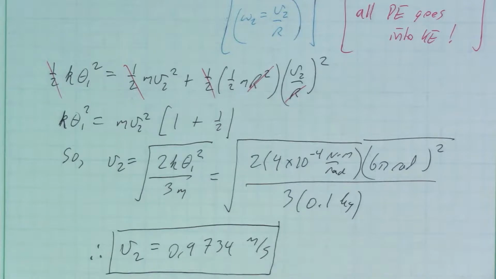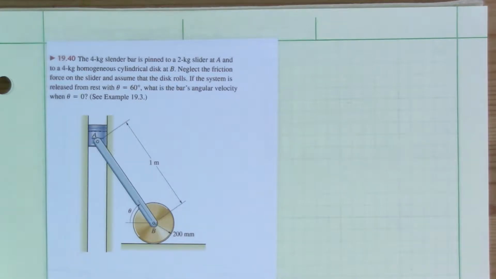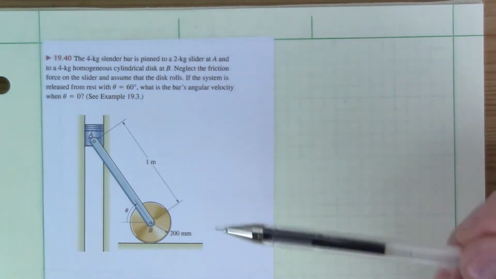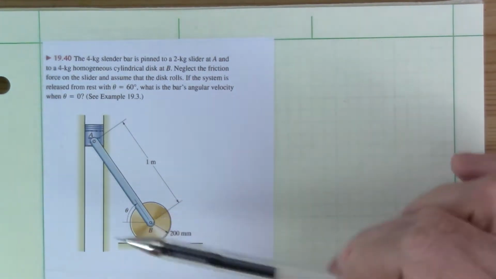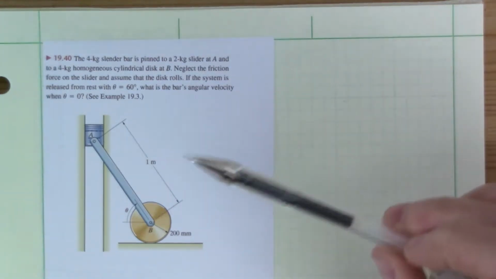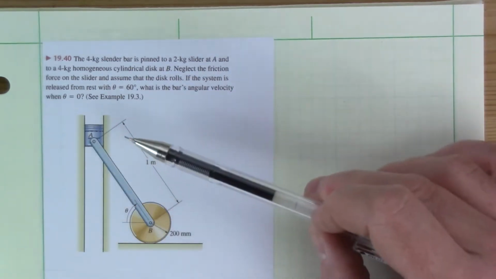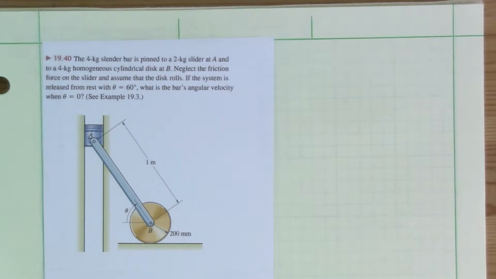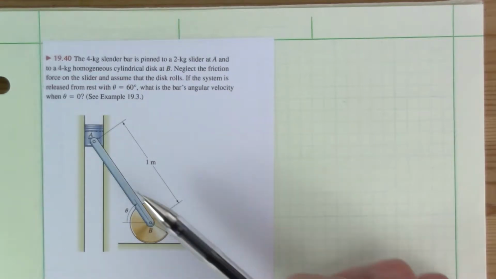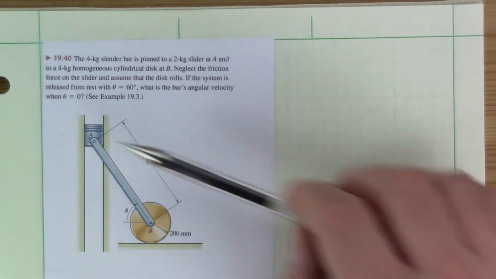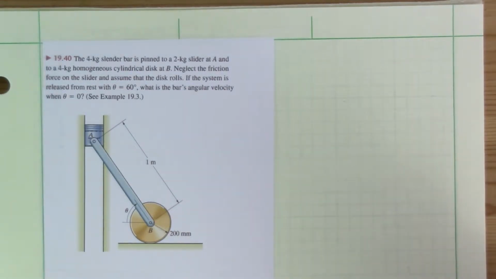Okay, we got one more example problem to go. So here's the last example. Of the examples we looked at, this is definitely the most complicated setup. We have 3 individual components connected together. We have the slider sliding down, that's slider A. The mass is given, and it's connected to a circular disc through a slender bar. So a slender bar, circular disc, and a slider. The slider is 2 kilograms, and the bar and the disc are both 4 kilograms.